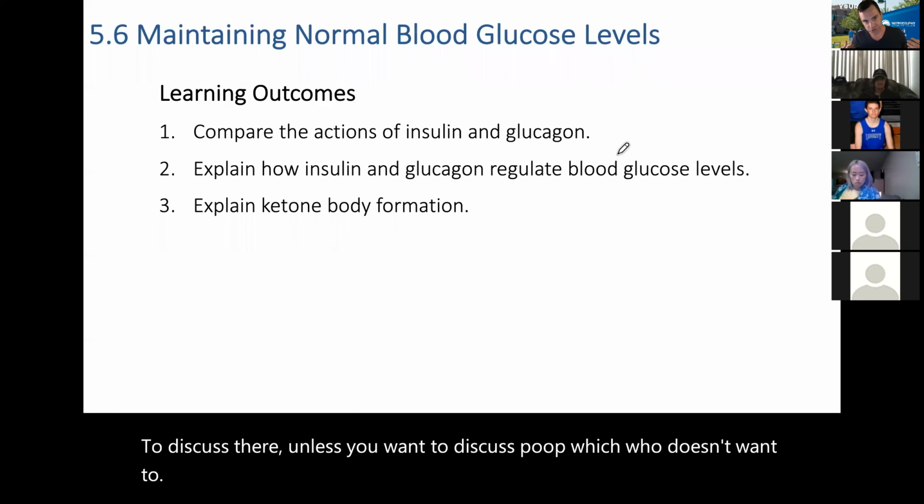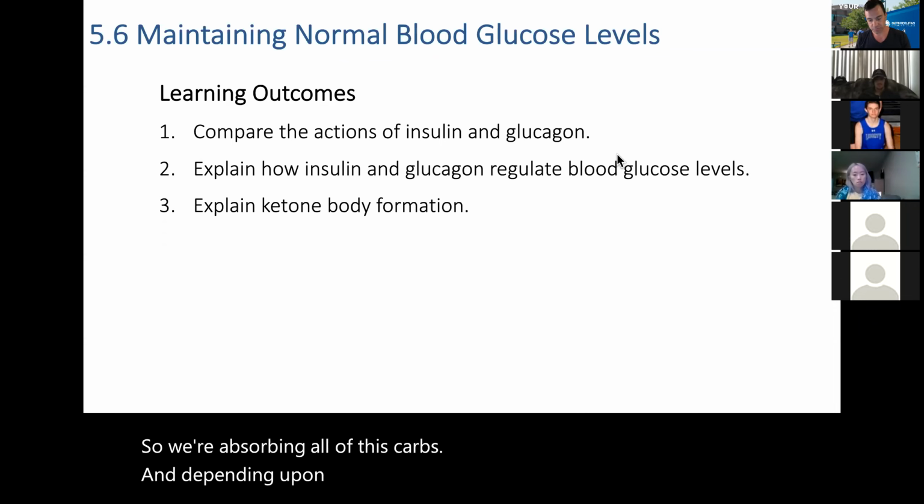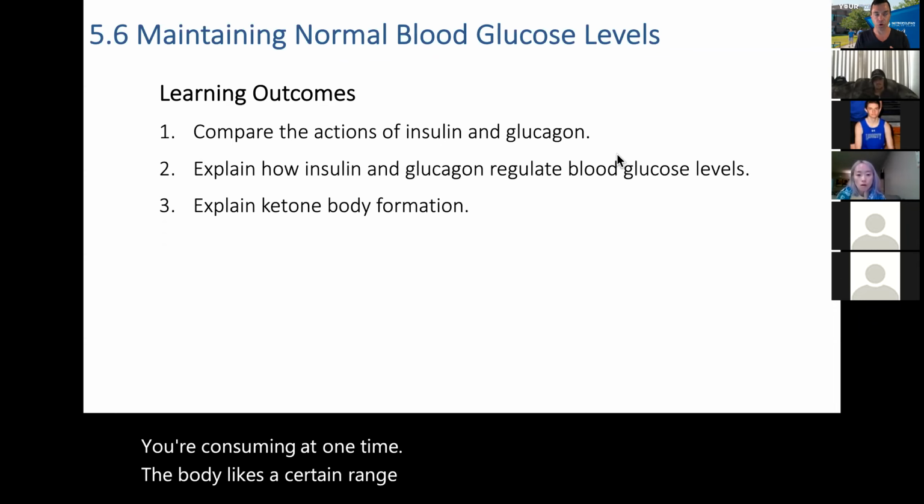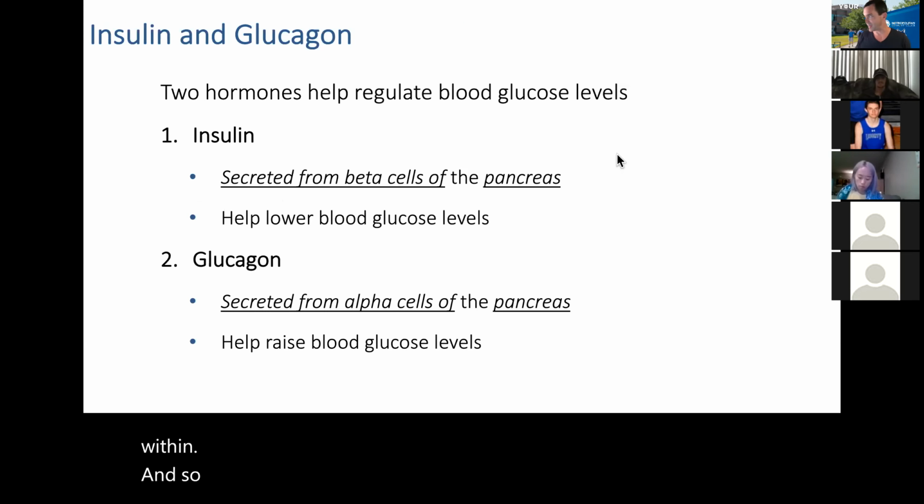So we're absorbing all of this carbs, right? And depending upon what you eat dictates how much glucose you're consuming at one time. The body likes a certain range in which normal blood glucose resides, and so it's always working to maintain that level.